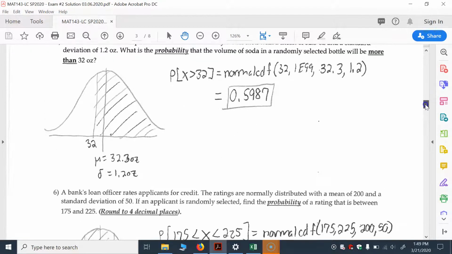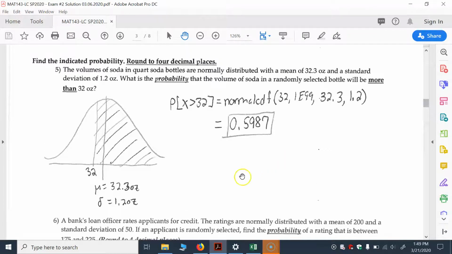All right, next page of the test is when we start to work with our normal distribution. So volume of sodas in quart soda bottles are normally distributed at the mean of 32.3 ounces, standard deviation of 1.2. So there's your mean mu and standard deviation sigma. What's the probability the volume in a randomly selected bottle will be more than 32 ounces? So that's probability of X greater than 32.